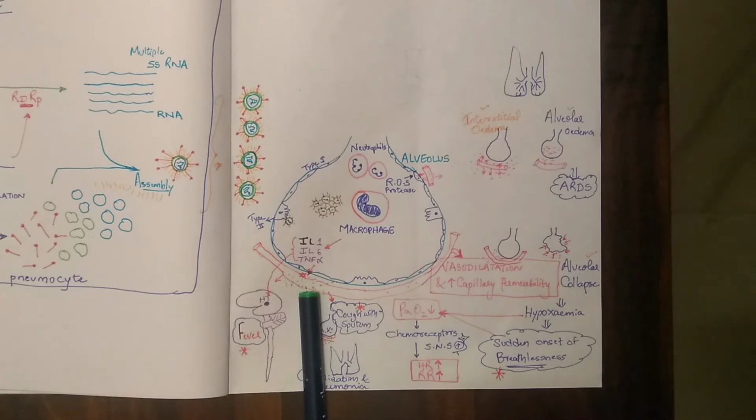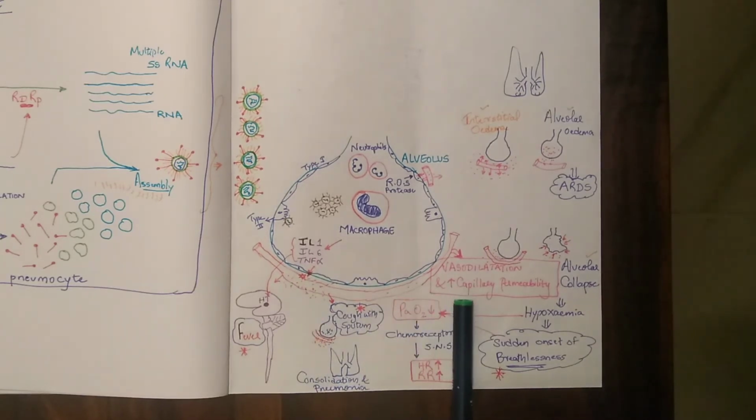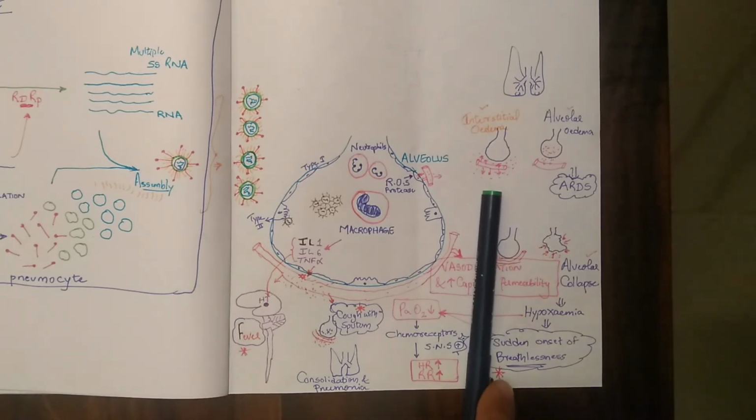Once the pulmonary capillary endothelium is damaged, we all know that inside the blood vessel the blood is traveling. So what happens? There is vasodilatation and increased capillary permeability. Because of this, the fluid, that is the plasma, first leaks out of the capillaries into the interstitium. That is called interstitial edema. This is happening in the lungs. So there is an interstitial edema.